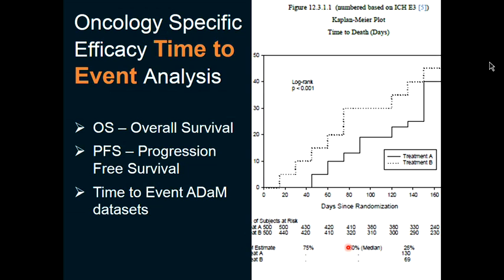Oncology studies also have their own specific analysis. It's not only used in oncology, but oncology uses this analysis all the time. We call it time to event analysis, such as overall survival, progression-free survival, and time to progression, and many others. CDISC ADaM team also developed the time to event ADaM data set that we're going to talk about a little later in our presentation.